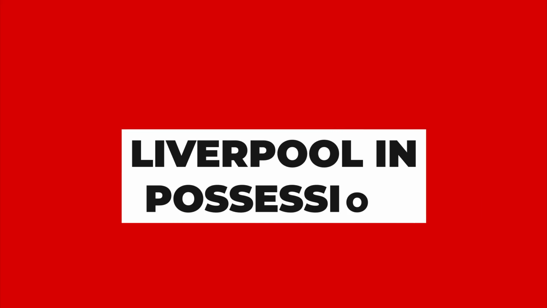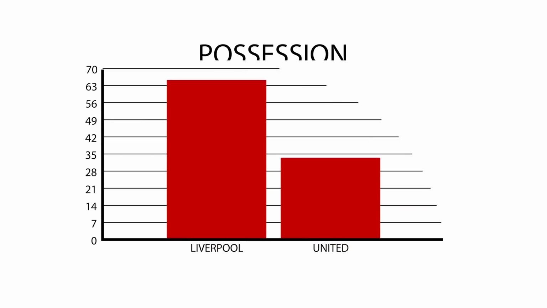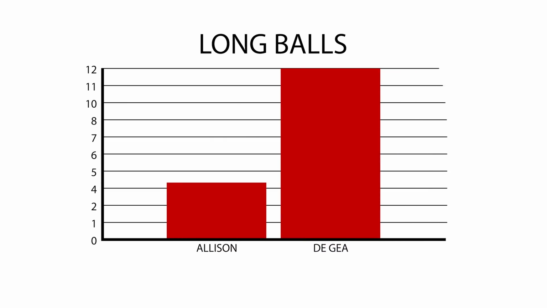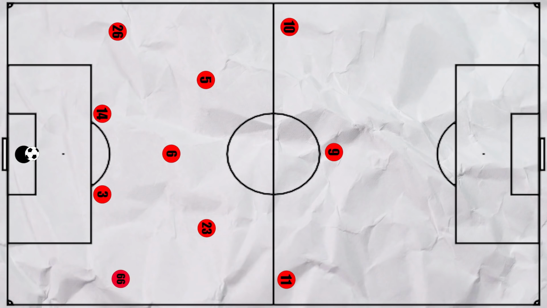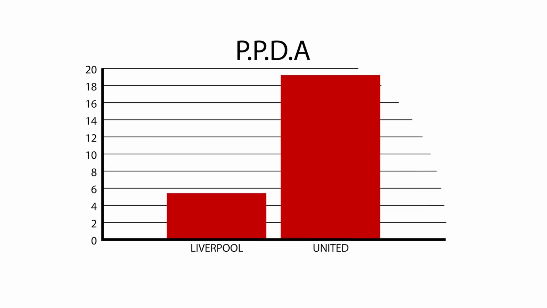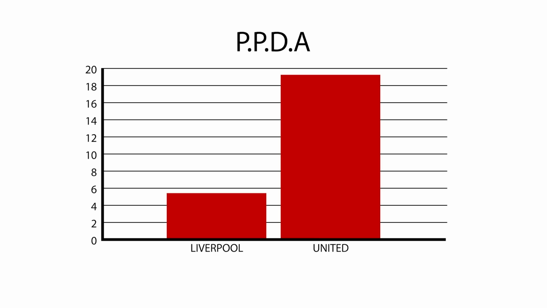Let's start with what Liverpool looked to do in possession, as they dominated with 65%. Liverpool primarily looked to begin short, with Alisson playing just 4 long balls. He would look to find the centre-backs, and in general, United didn't consistently look to press high, ending with a passes per defensive action of just under 20, as they preferred a mid-block.